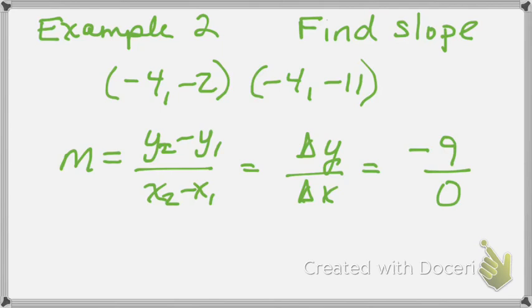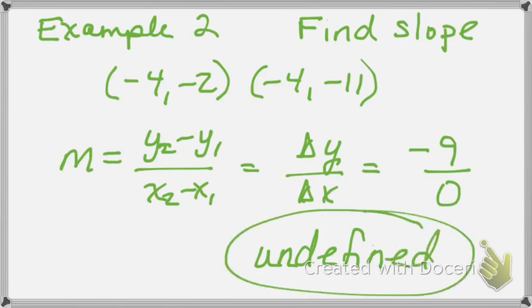I can't put that in for my slope. What is -9 divided by 0? Undefined. So, sure enough, if you graph those two points, they would make a vertical line. Okay, undefined. Everybody okay with that? Okay.